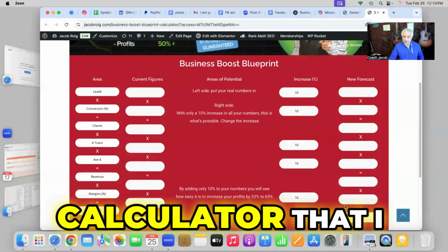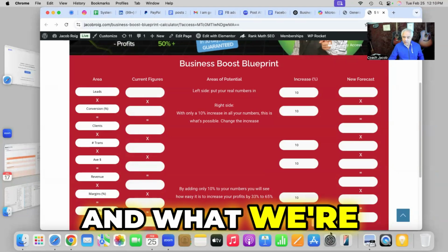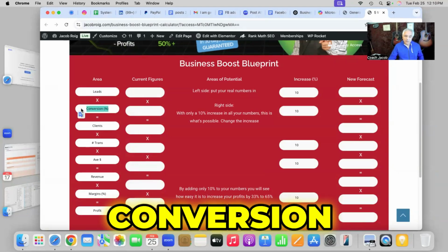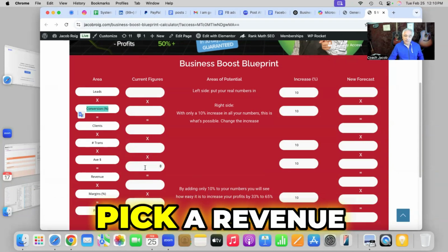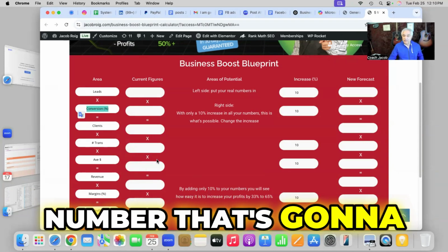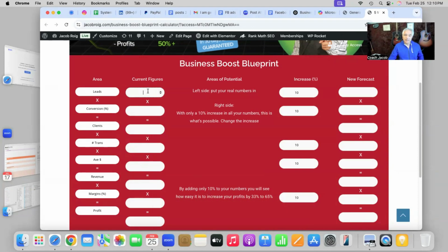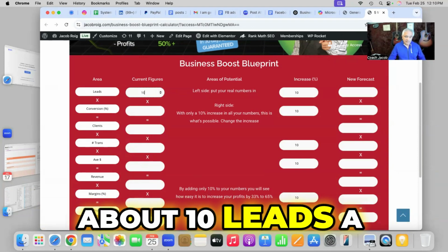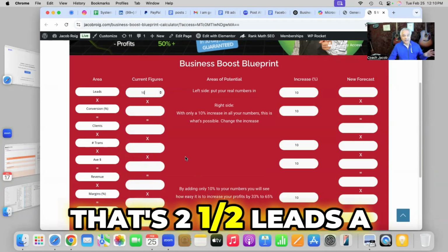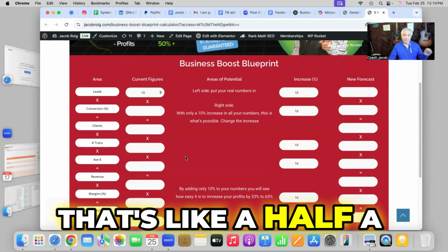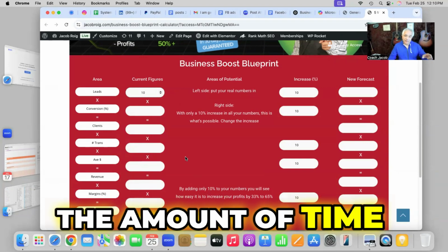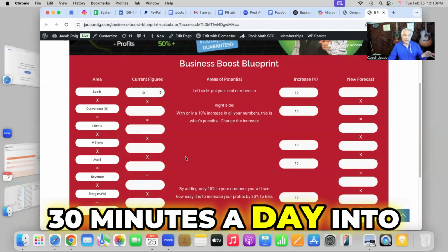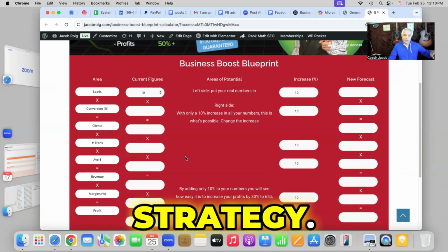So this is a calculator that I created. And what we're going to be doing here is we're going to focus on leads, your lead conversion percentage. And I'm just going to pick a revenue number that's going to be hypothetical for today. But let's say, because the average person that I talk to, they get on average about 10 leads a month. That's 2.5 leads a week. That's like a half a lead a day. The amount of time that it takes to get a half a lead, you're probably putting in less than 30 minutes a day into your lead generation strategy.